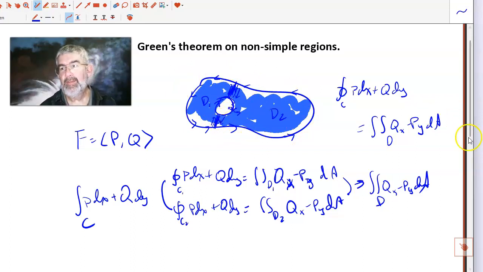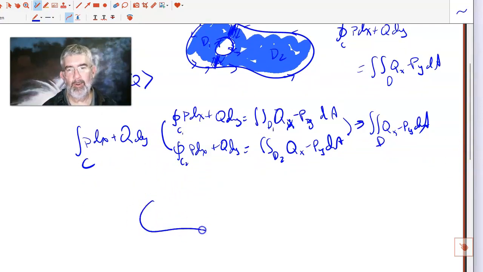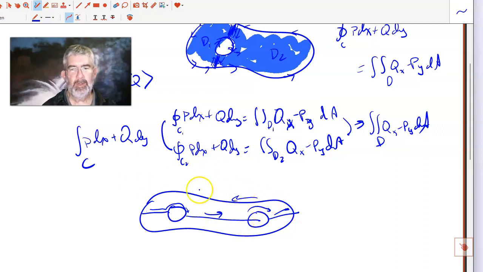And this can continue for even weirder regions. You could have more holes in it. Suppose you had two holes. Well, just chop it like this. Oops, that one was a little long. And so you have one piece that goes around this way, this way, this way, this way, back that way. That's positive orientation. And then down here, the positive orientation does this.